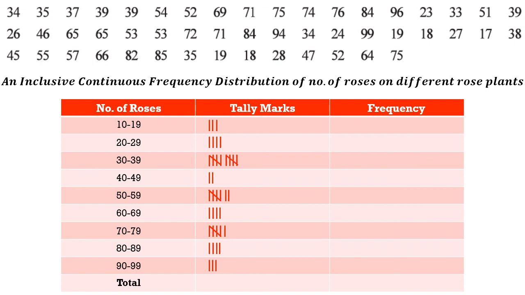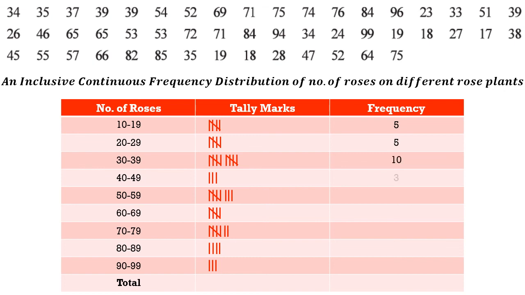We got two groups of 5 here. 19 is 10 to 19, 18 is again 10 to 19, we got a group of 5. 28 is 20 to 29, again a group of 5. 47 is 40 to 49, 52 is 50 to 59, and 64 is 60 to 69, and 75, that is 70 to 79.